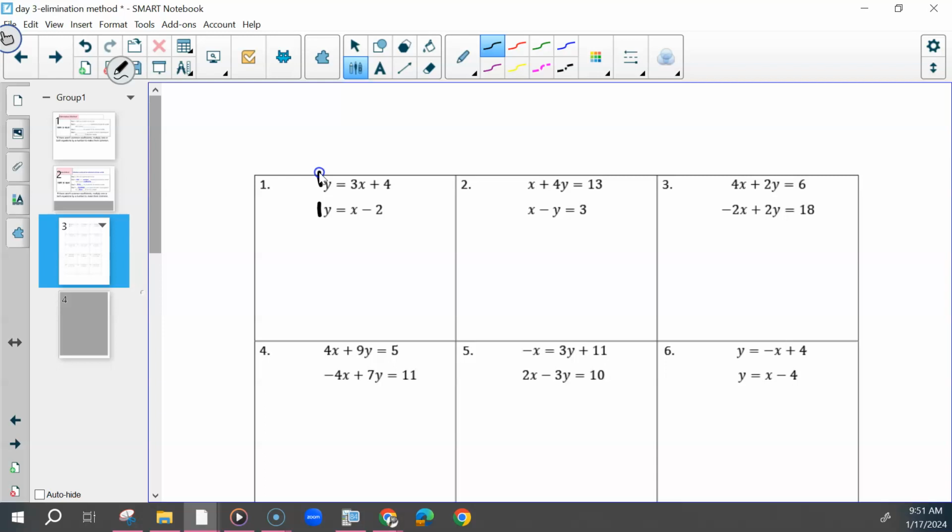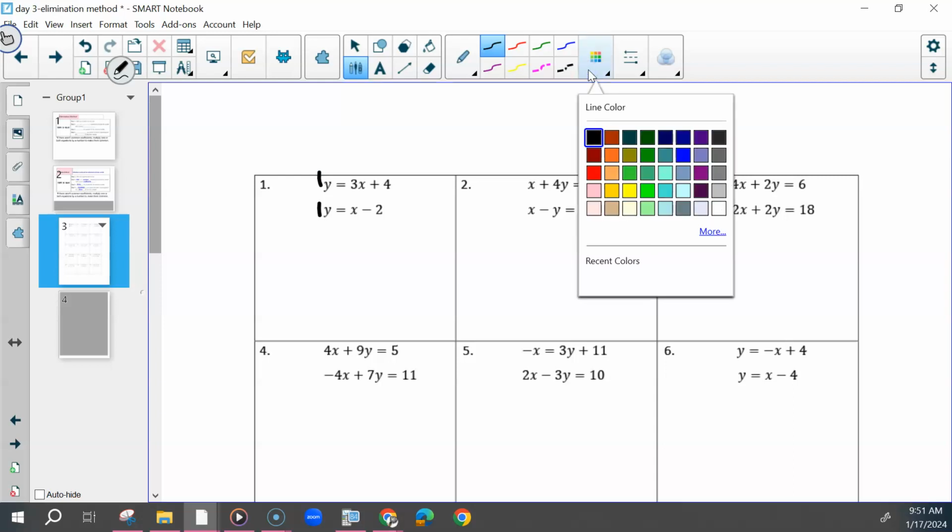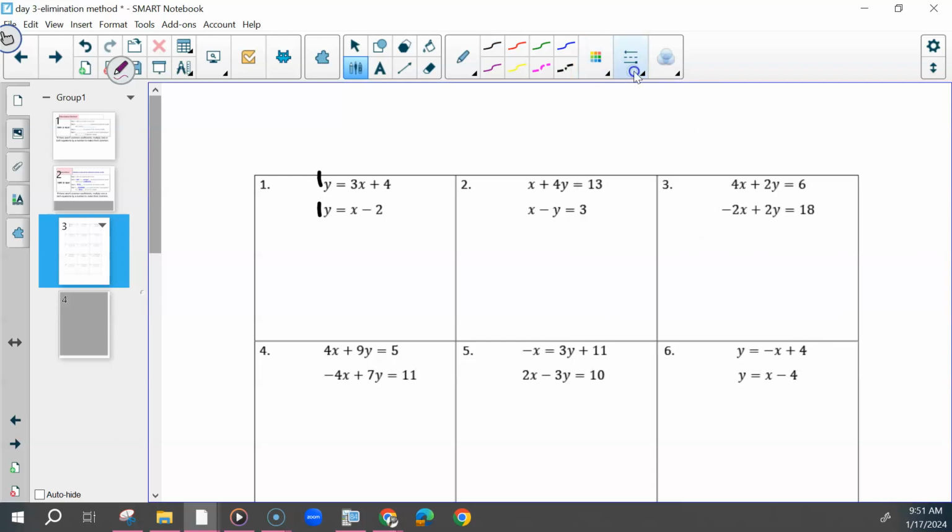Eliminate means what? I said that in other terms. What would eliminate mean? Take away. Get rid of. So we want to get rid of the variable that has common coefficients. So in number 1, that would be which variable? Y has common coefficients. So then when you think about how could we eliminate them, you're either going to add or subtract. Would adding or subtracting get rid of the y?